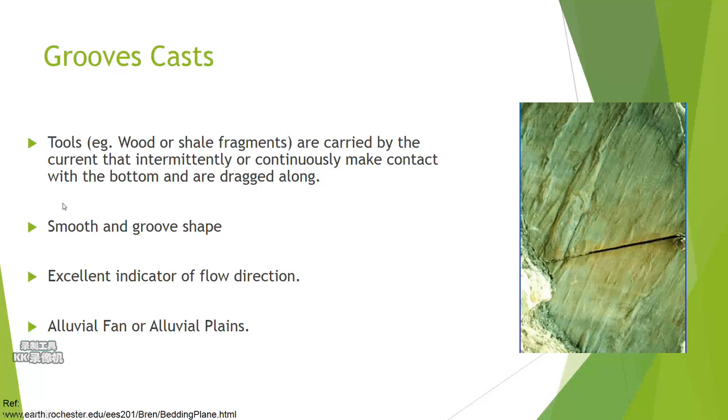Groove casts are formed by tools which are carried by the current, intermittently or continuously making contact with the bottom and being dragged along. Therefore we can imagine that the imprints will be smooth, straight groove shapes, and it is also an excellent indicator of flow direction. Based on this behavior, we can say it is an alluvial fan or alluvial plains depositional environment.